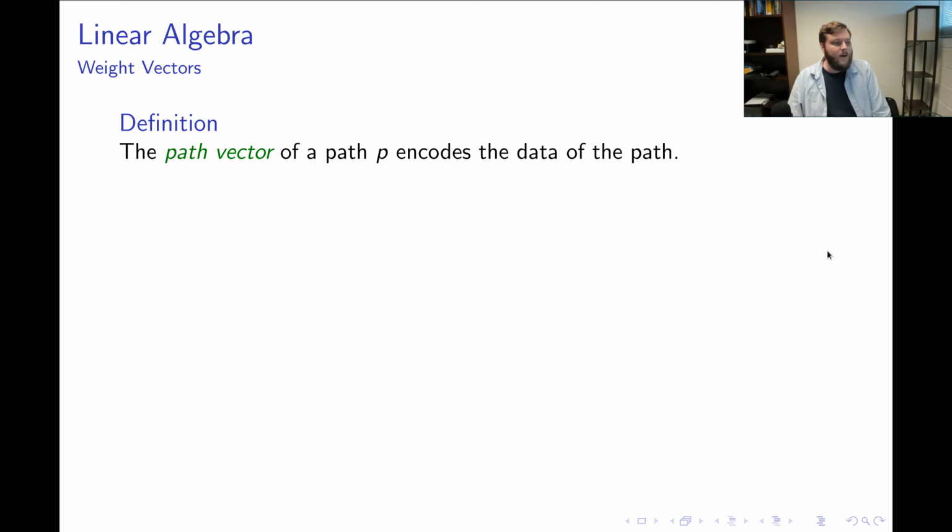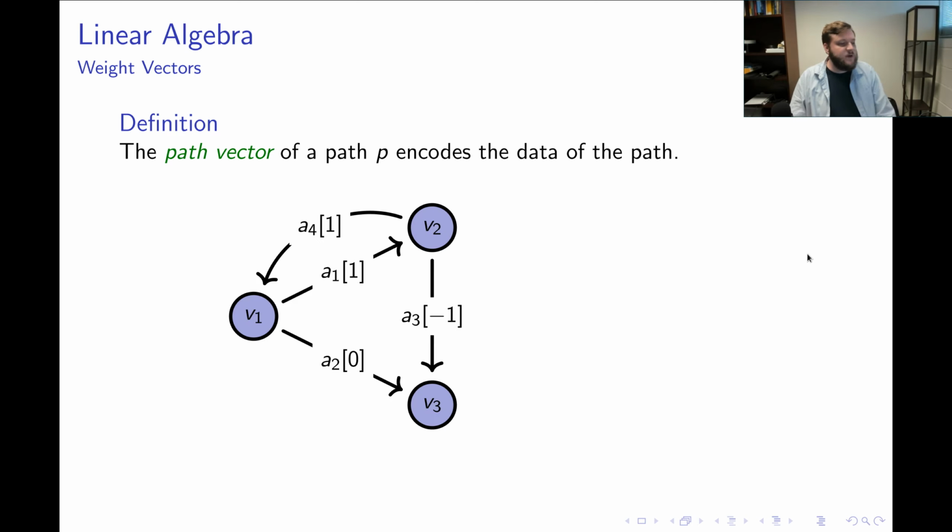Now remember, we can encode the data of a path with weights. And when we do this, we call that weight vector a path vector. So here, what I'm looking at is a directed graph where I've used the concept of weights to encode the data of a particular path. The idea here is that I'm using weights 0, 1, or -1, depending on whether or not my path ignored my arrow, whether or not the path went against an arrow, or whether or not the path went with an arrow.